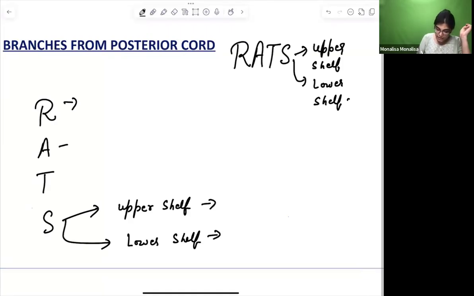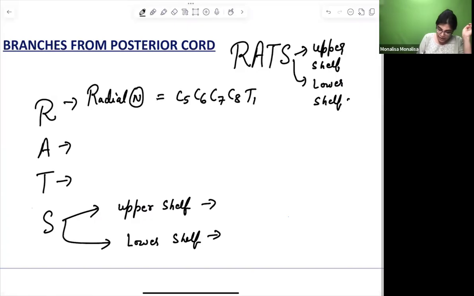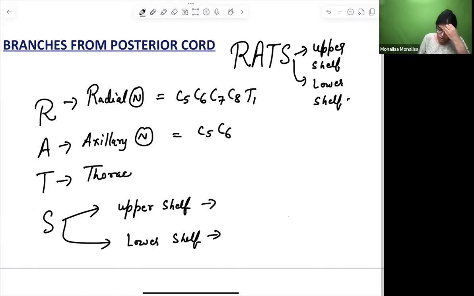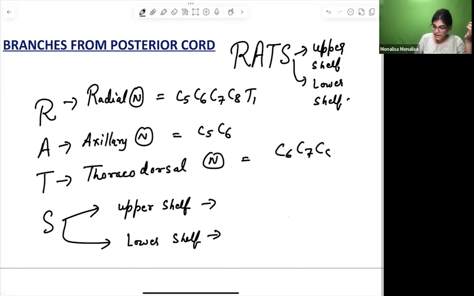So here, R is for which nerve? Radial nerve. And what is the root value? C5, C6, C7, C8 and T1. A is for which nerve? Axillary nerve. Root value C5, C6. T is for thoracodorsal nerve. Root value C6, C7 and C8.